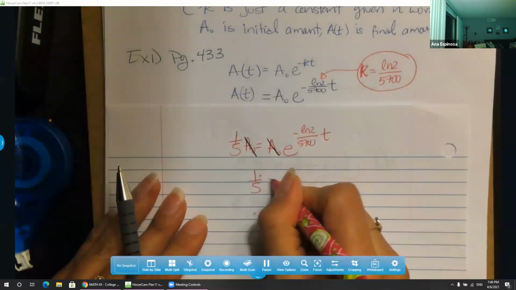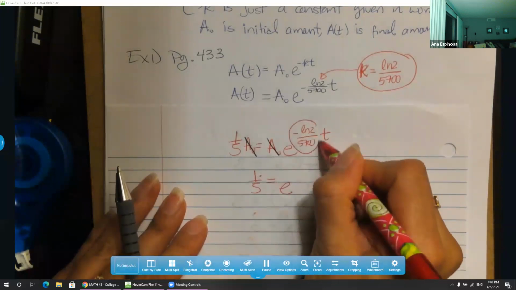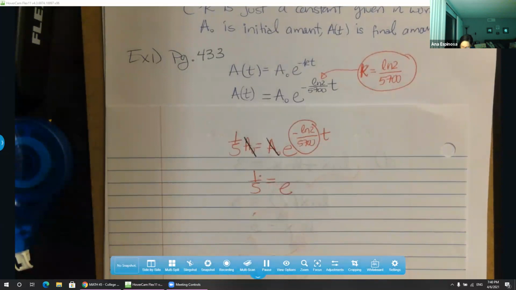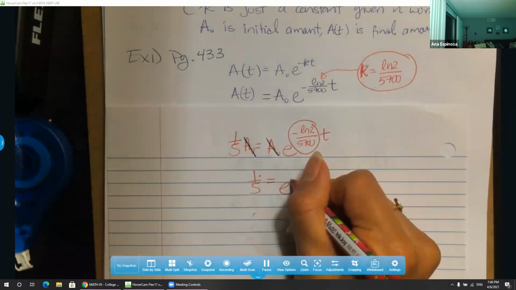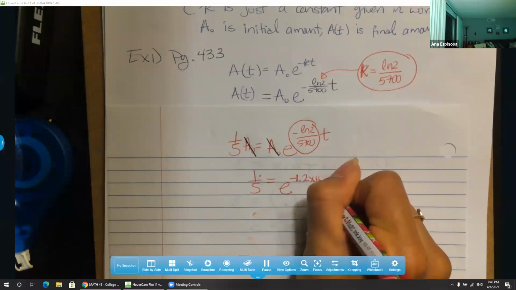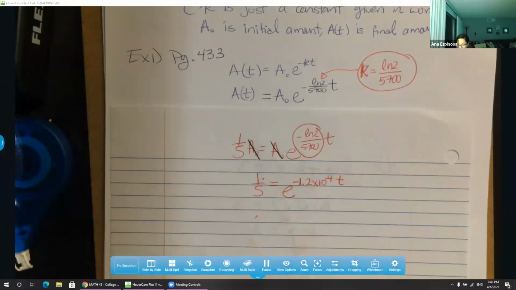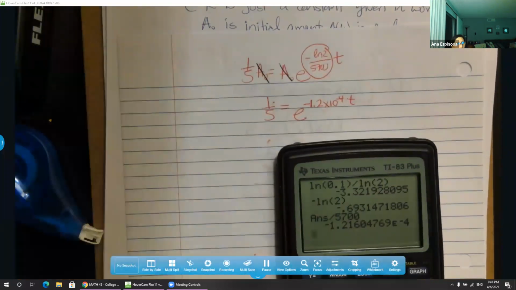That's 1/5 equals E to the all of this. In the calculator it is going to be, let's do it, negative ln of 2 divided by 5,700. Ooh, that gives you negative 1.2 times 10 to the negative 4. This is how it writes it. It's a really tiny number. Okay. This E is times 10 to the negative 4.